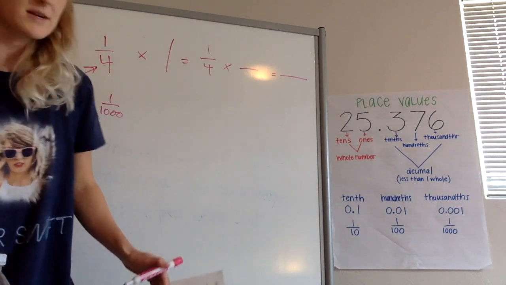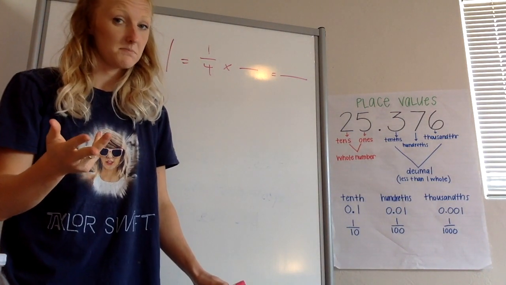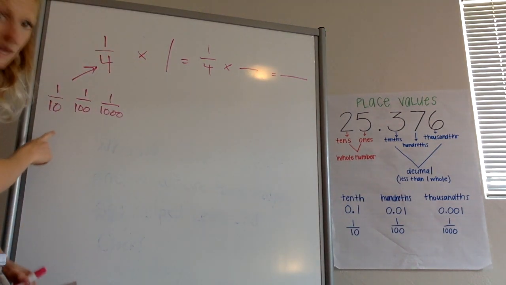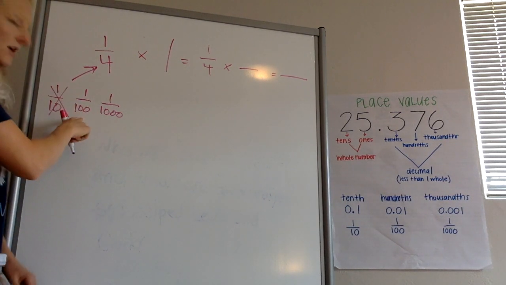Okay, let's count by 4s. 4, 8, 12, 16, 20. Is there tenths in there? Can I count to 10 by 4? Nope, that's not going to work. So I can't do a tenth. Could I do a hundredth?